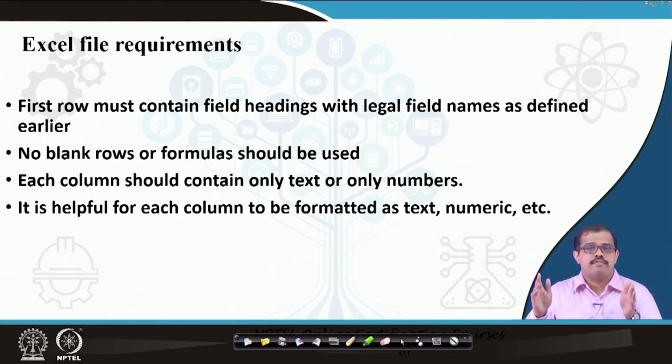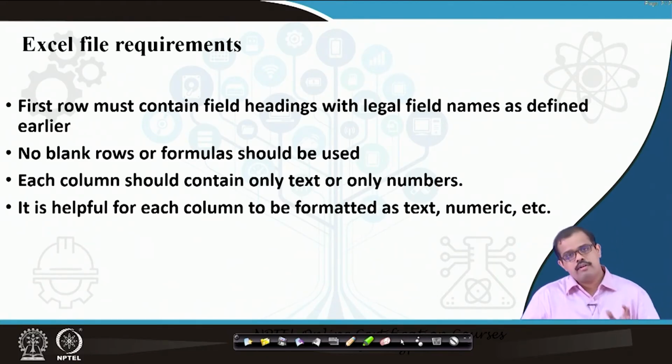Okay, if you are finding out whether it is a red or a blue color that you have looked at in the field in different locations, then red should be 1 and blue should be 0, or it should be R or B. Either one of these has to be used when you are entering data into the database. It is helpful for each column to be formatted as text or numeric. So keep that in mind.